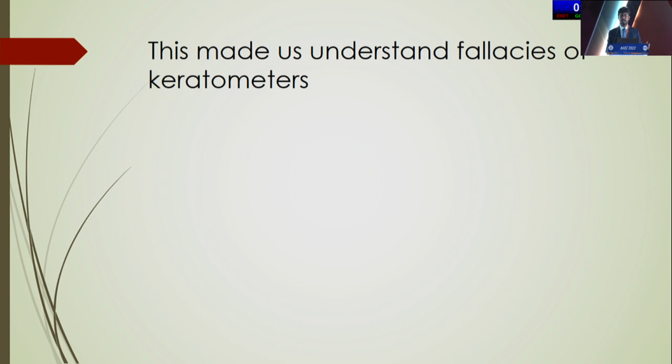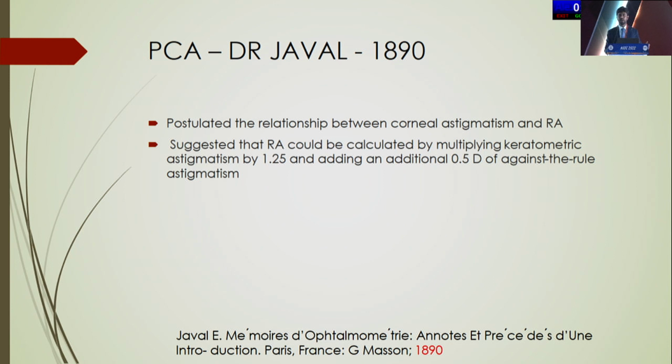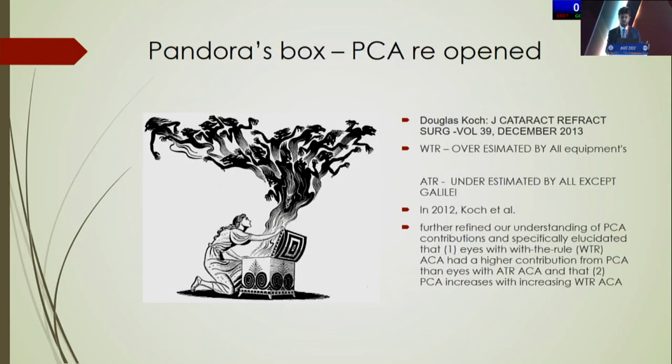This made us understand fallacies of keratometers. Well, when I was preparing for this trial, I was a little confused. Who actually opened the Pandora's box? Well, as early as 1890, Dr. Javal spoke of the relationship between the posterior cornea and the amount of astigmatism that we get. However, we kind of ignored this for more than 100 years. I feel mainly because we didn't have equipments to perfectly calculate the curvature from the posterior surface of the cornea, and we kept the Pandora's box closed.